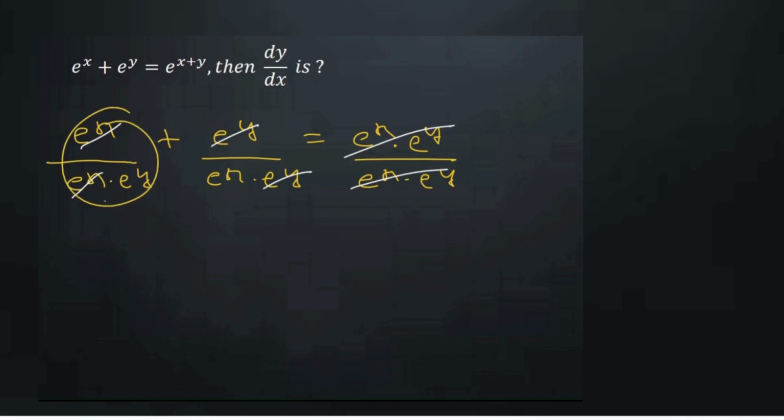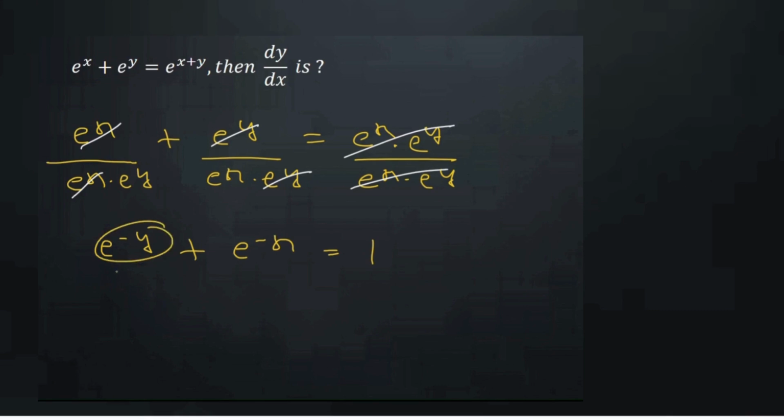Now we can write 1 over e raised to the power y as what? e raised to the power negative y. Similarly, I can write 1 over e raised to the power x as e raised to the power negative x, and this is 1 over here. Now we are going to differentiate both sides with respect to x.